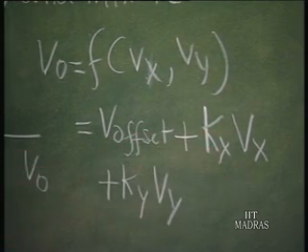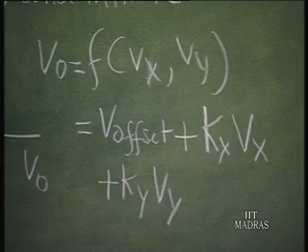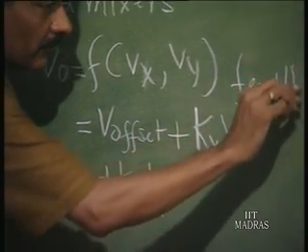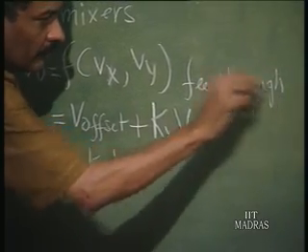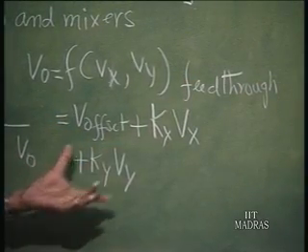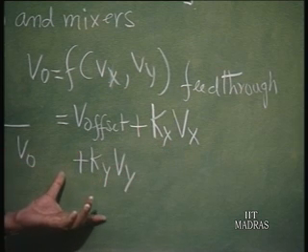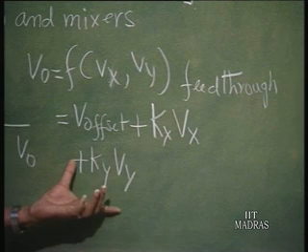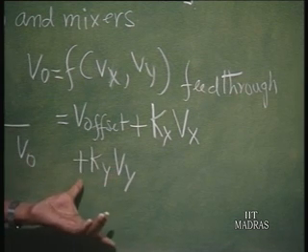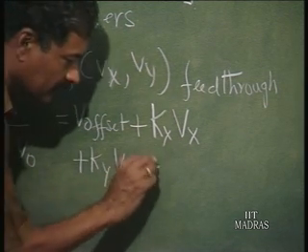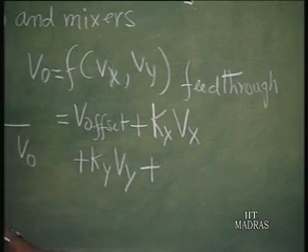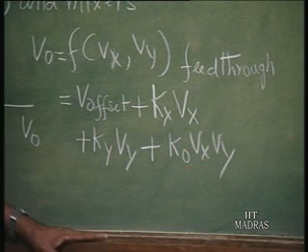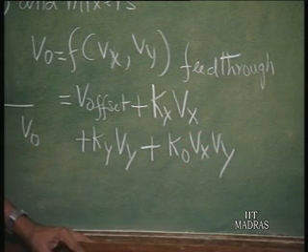These are called, in this case of multiplier, unwanted terms. These are called feed through, X feed through and Y feed through component. This is X feed through component, this is Y feed through component. This should not occur in a multiplier. In an amplifier, these are things which are supposed to be available. Next, we have K naught into Vx into Vy. This is the product term which we want.